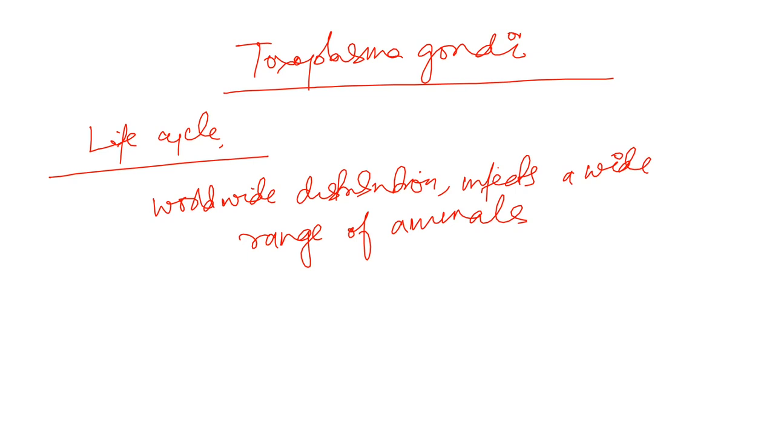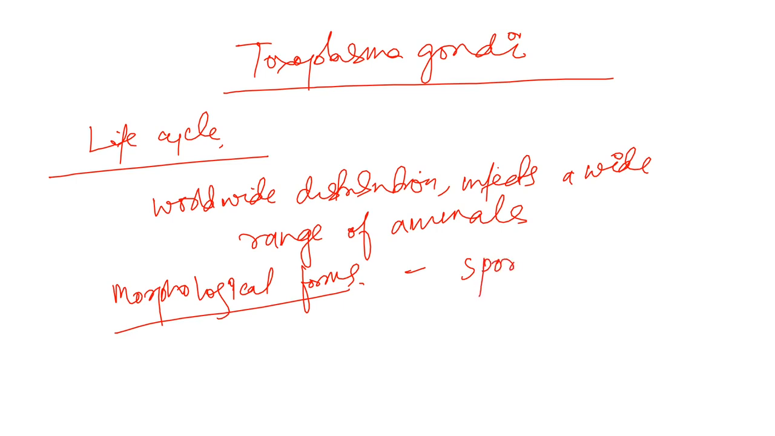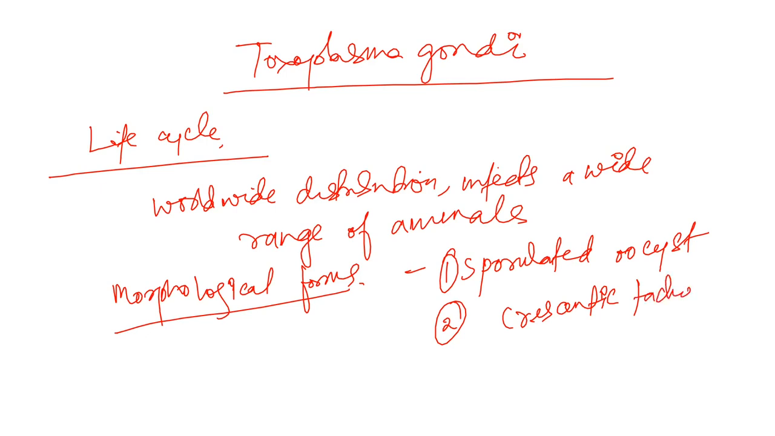So what are the morphological forms? Now we will study the morphological forms of Toxoplasma. Three morphological forms are there. Number one is sporulated oocyst. Number two is crescentic tachyzoites. I'll show you this picture of crescentic tachyzoites later. And tissue cyst containing bradyzoites. So these three things you need to remember first, these three terms you should get a hang of.